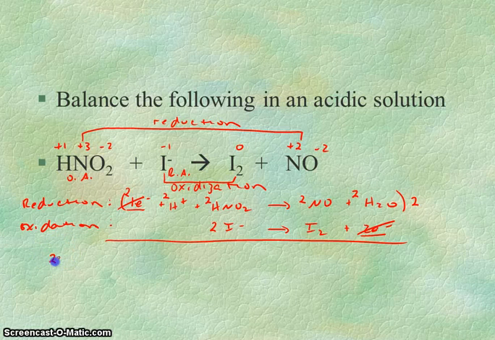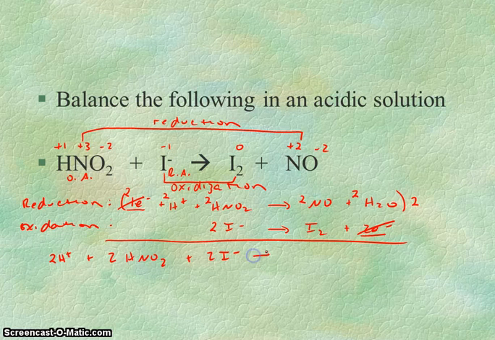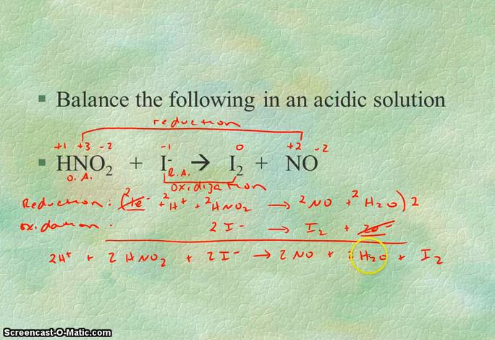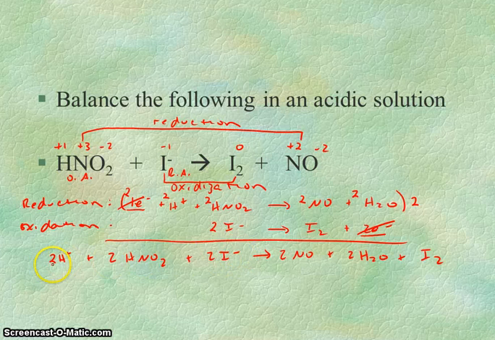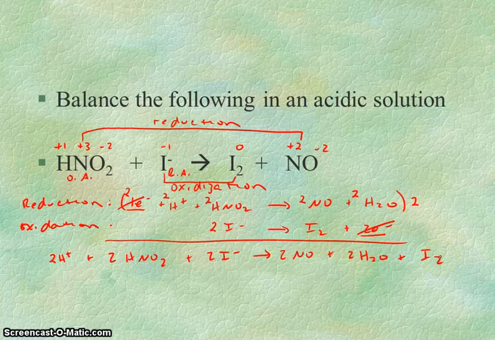So we're going to end up with 2 hydrogen ions plus 2 nitrous acid plus 2 iodides are going to give us 2 nitrogen monoxide plus 2 water plus iodine. And we can double check and make sure that this is balanced. We've got 2 plus 2, 4 hydrogens, 2 nitrogens, 2 nitrogens, 4 oxygens, 2 plus 2, 4 oxygens, 2 iodines, 2 iodines. Atoms are balanced. For charge, we have a +2, a 0, and a -2, so that gives us a 0 on the reactant side, and we've got a 0 on the product side. So we have a balanced reaction.